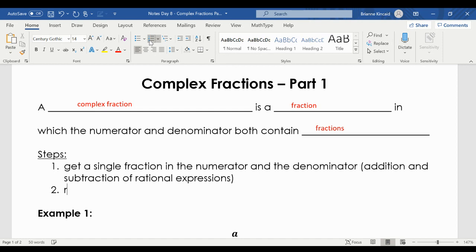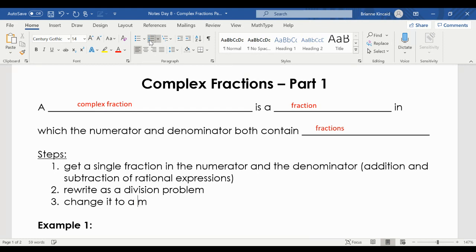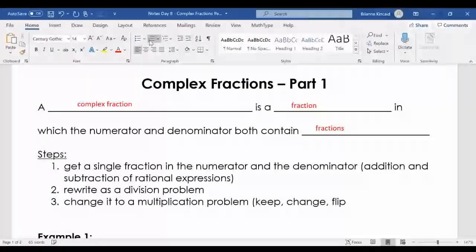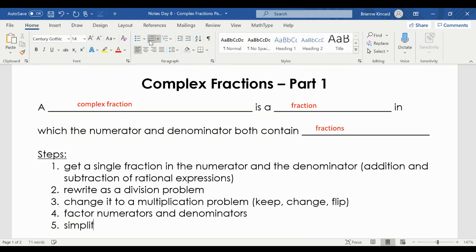You are then going to rewrite as a division problem, because remember, a fraction bar just means division. You're going to change it to a multiplication problem. Once again, if you need help with multiplying, dividing, there are videos for these. That's the same as change flip, which we talked about in an earlier video. When working with multiplication, remember you're going to factor the numerators and denominators. You're going to simplify. And as always, don't forget to list your excluded values.